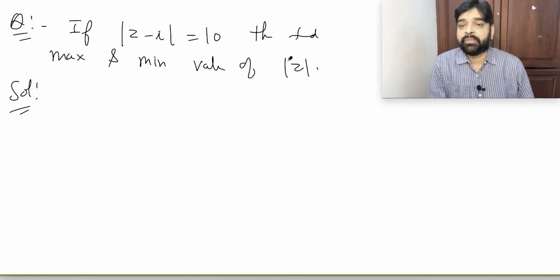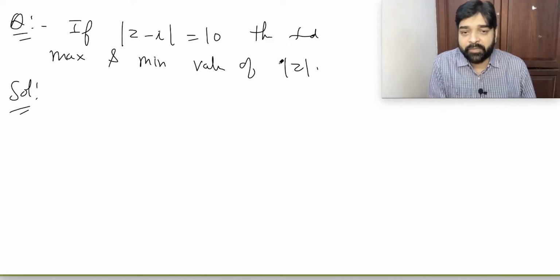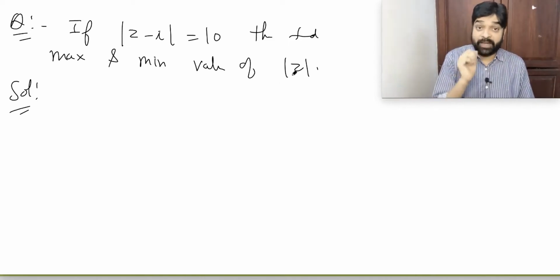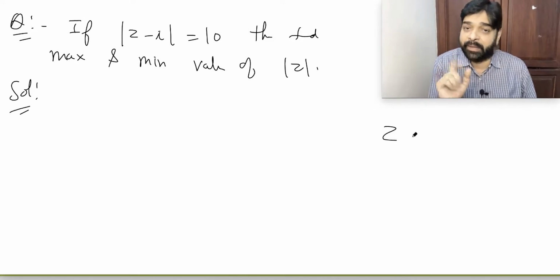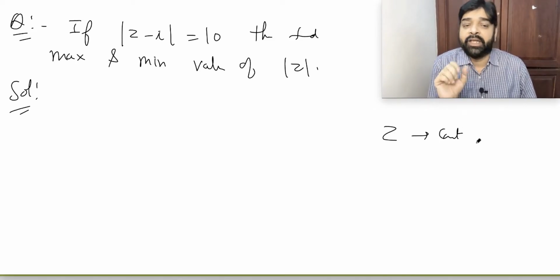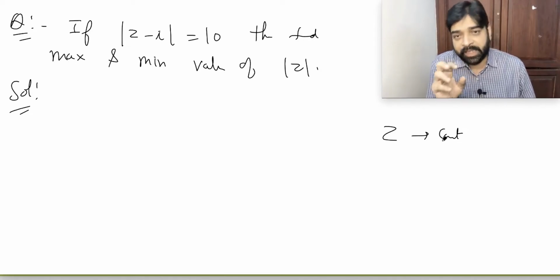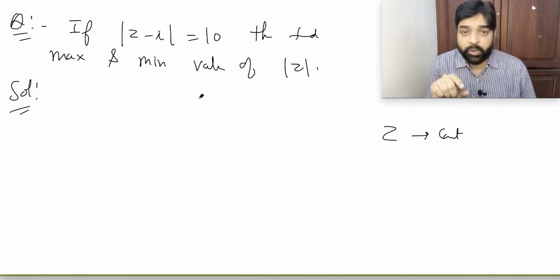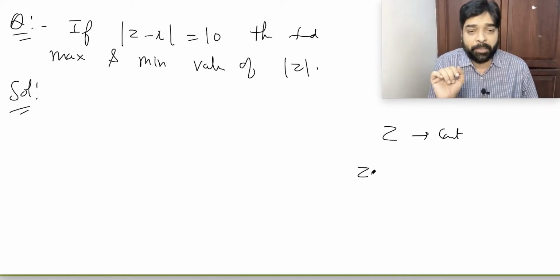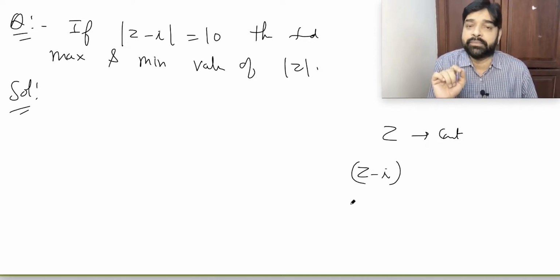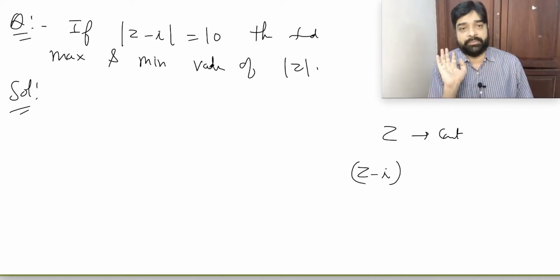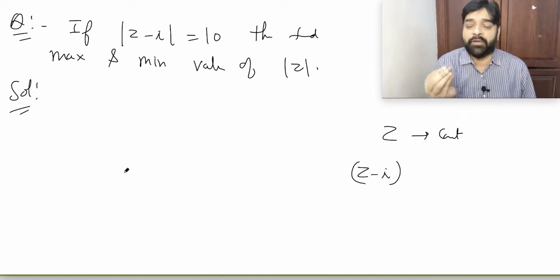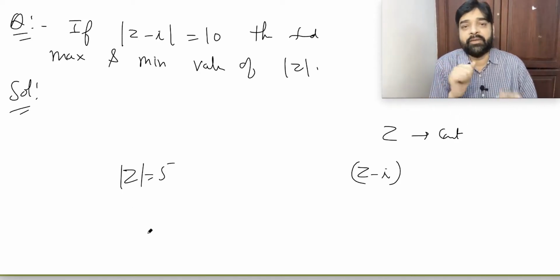Now, they are asking the maximum and minimum value of mod Z. So first verify, is Z constant or variable? If Z is constant, then there is no talk about the maximum and minimum value of mod Z. I have to see whether it's constant or variable. Cross check. I don't know anything about Z, but I know one complex number Z minus i, whose magnitude is 10. If I say the magnitude of a complex number Z is 5, is Z constant or variable?